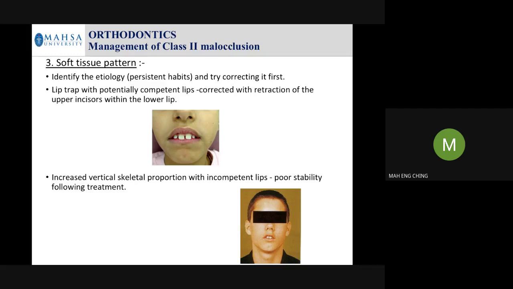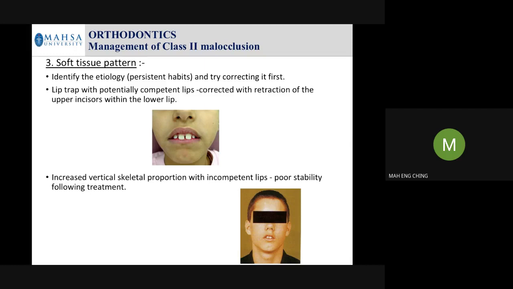So you have to identify the etiology. If it's a persistent habit, then you try to correct it first. Say, if you have a thumb sucking habit, you have to stop it early before the effect becomes permanent. So the lower lip trapped with potentially competent lips is corrected with the retraction of the upper incisors within the lower lip. So let's say they can bring the lips together if they want to. I mean, they are consciously bringing the lower lip together.